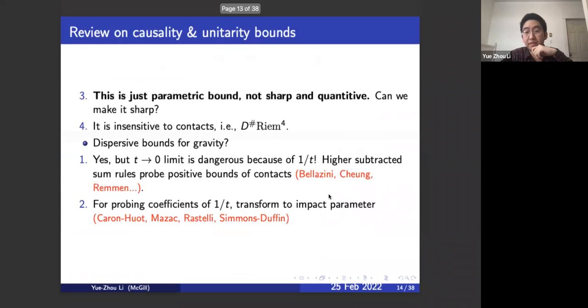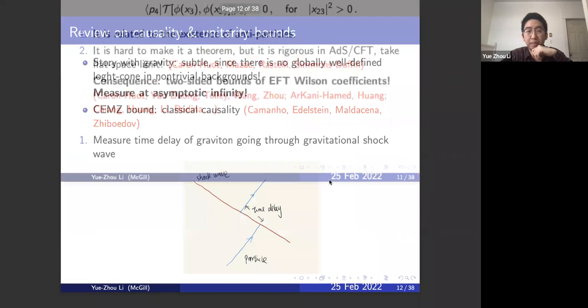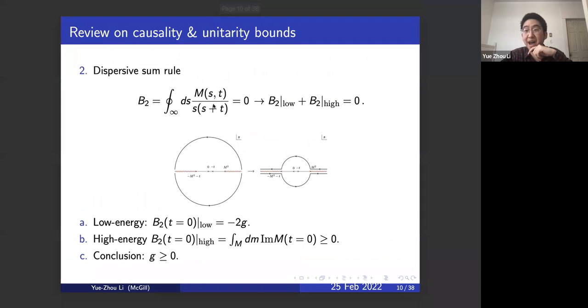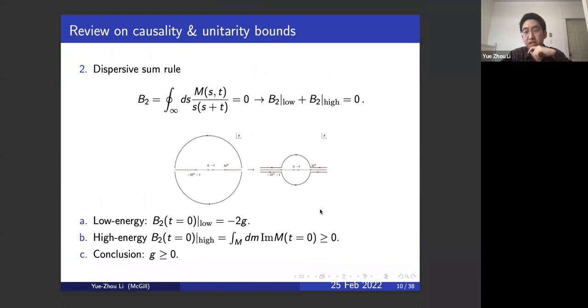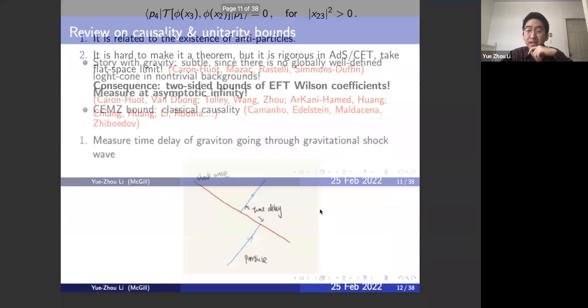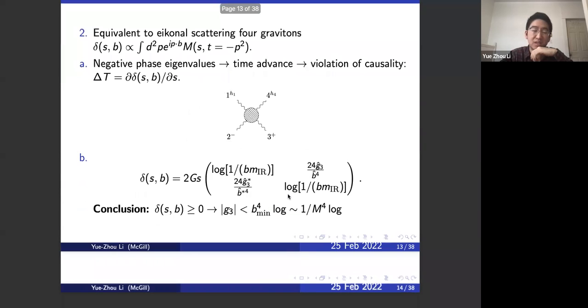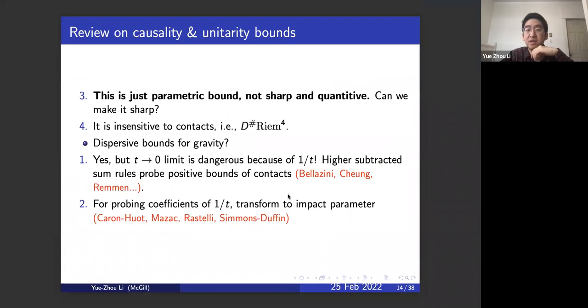But we can still have some higher subtracted sum rules. That means we can divide by a higher power of s times s plus t. If we do that, the low energy part will be free of any pole, but that means we can only probe the positive bounds for contact terms rather than the real Einstein gravity and the Riemann cubed.